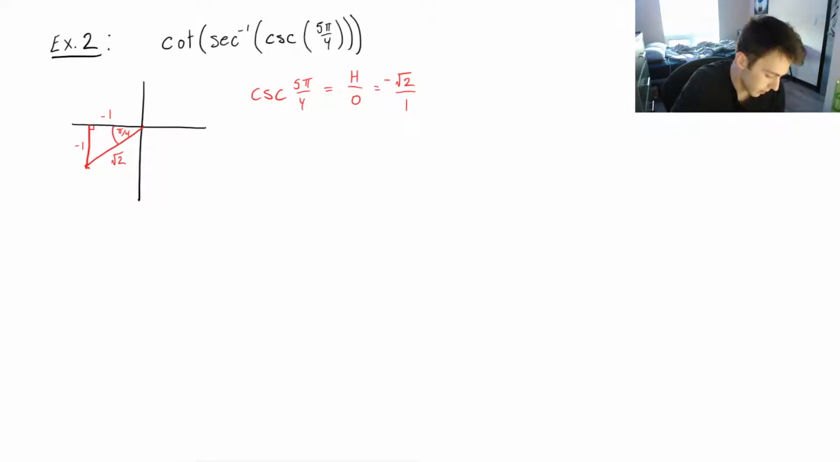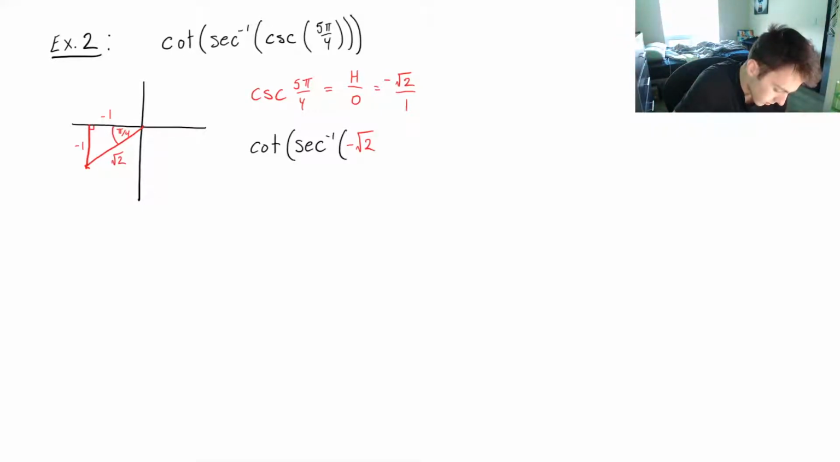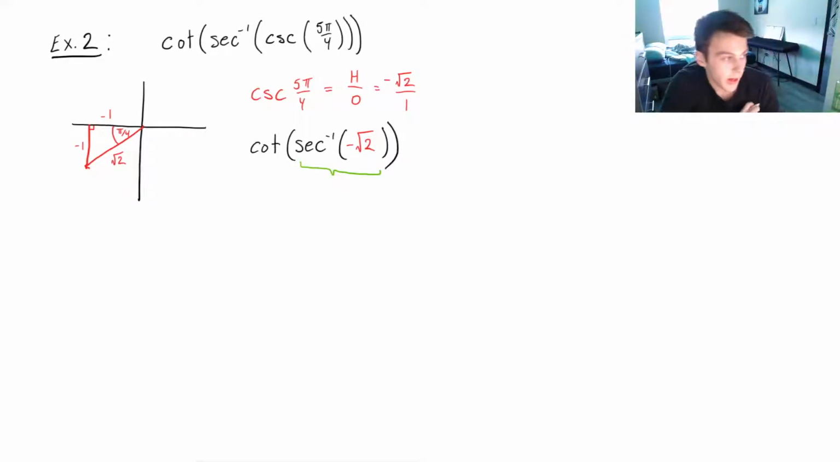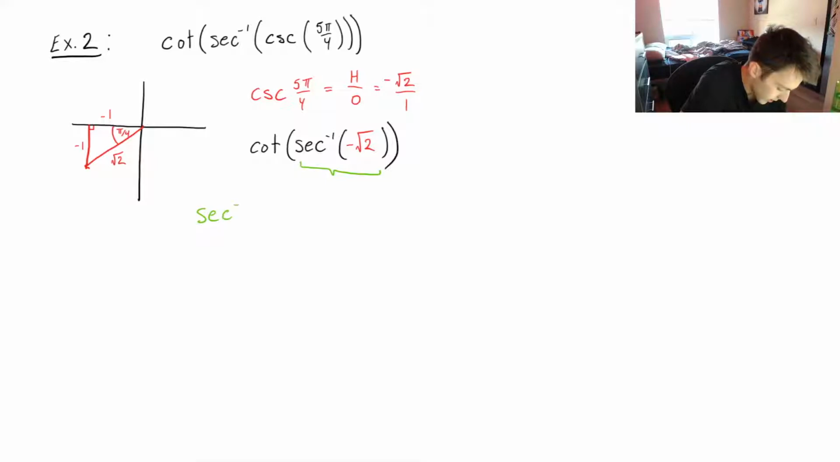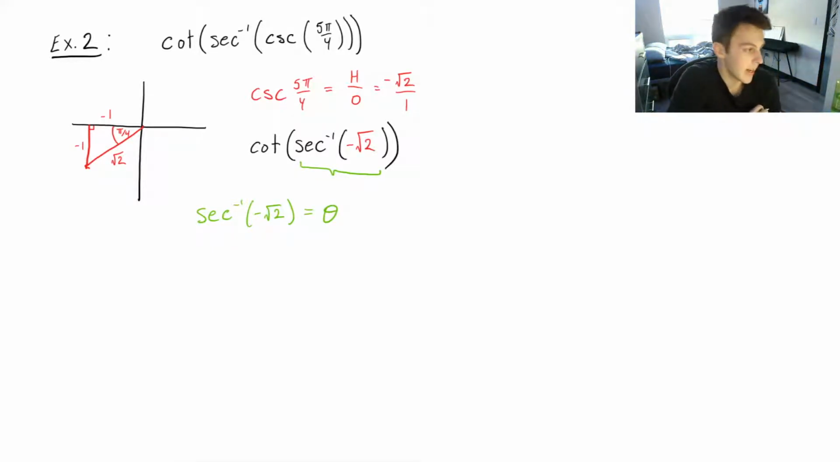Don't forget that. So now what we've got here is cotangent of the arcsecant of negative square root 2. Great. And we're trying to evaluate this. So now we've got something similar to the first example, and we're going to let that inverse function on the inside be equal to a variable. Let's choose theta. So we have secant inverse of negative square root 2 equals theta. Taking the secant of both sides, we have negative square root of 2 equals secant theta.